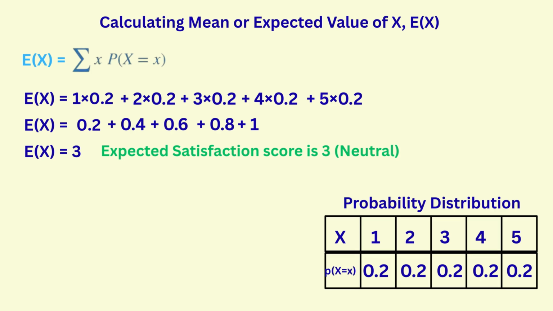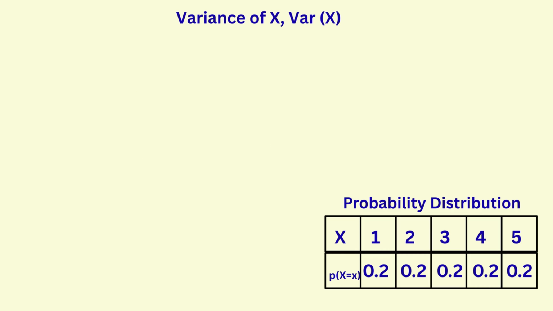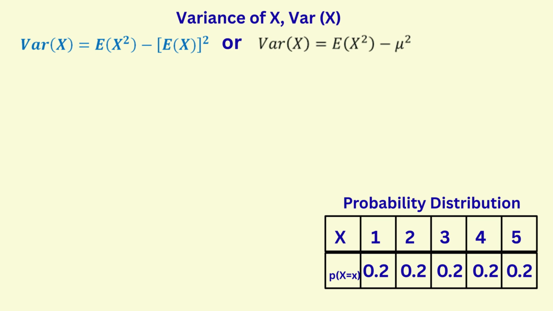Now for the variance, which tells us how spread out the responses are. There are at least 2 ways to find the variance for the uniform distribution. One method is the formula shown here. It is equal to E of x squared, minus the square of the mean, which we already found to be 3. So now we only need to find E of x squared.